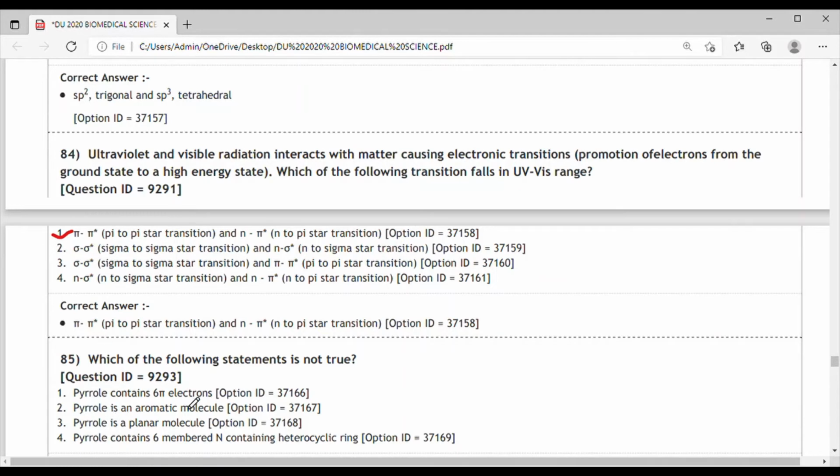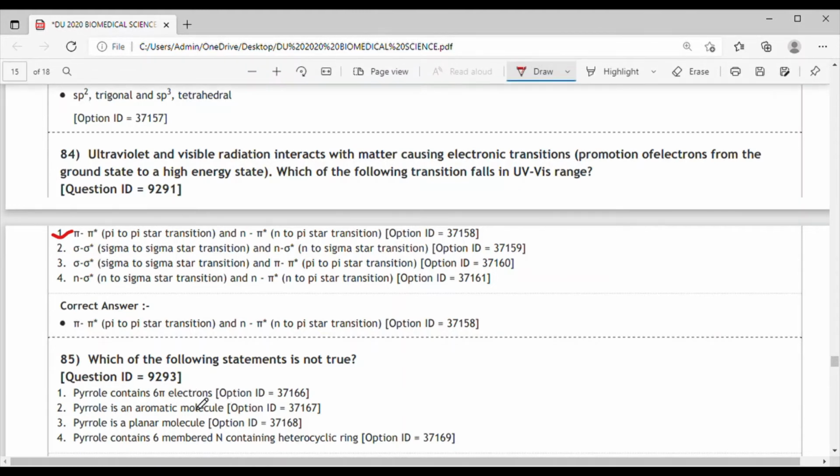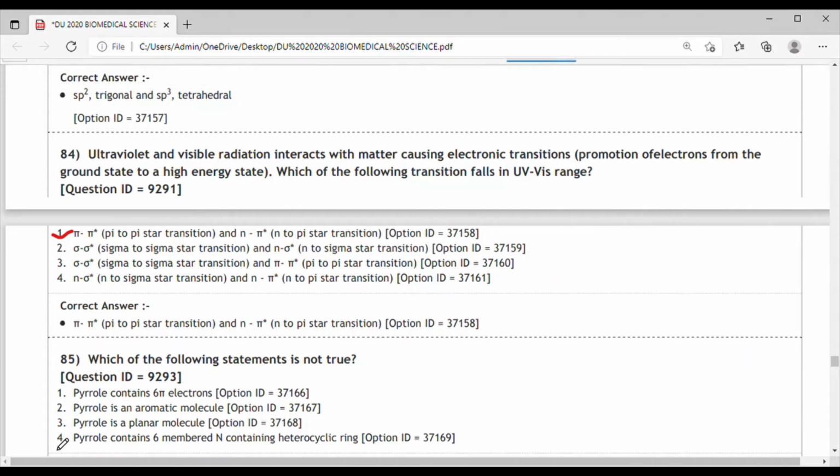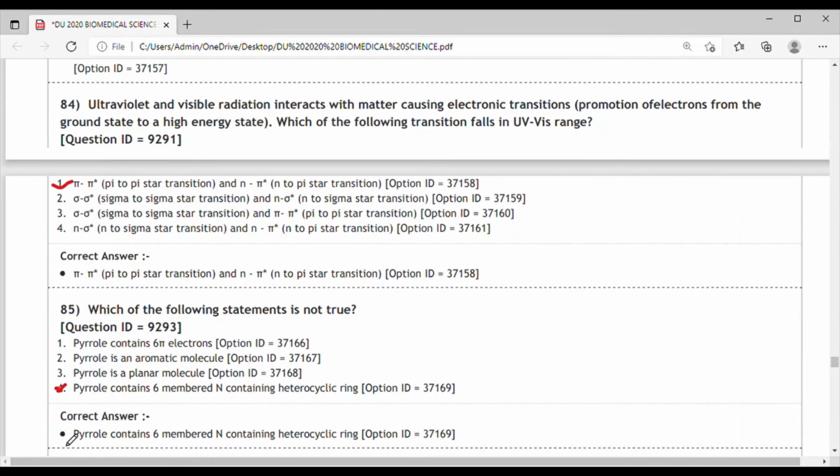The pyrrole contains the 6 pi electrons. It is an aromatic molecule and it is a planar molecule. The incorrect option, and the right option for this question, is option 4, that is, pyrrole contains a 6-membered nitrogen containing heterocyclic ring. This is the correct option.